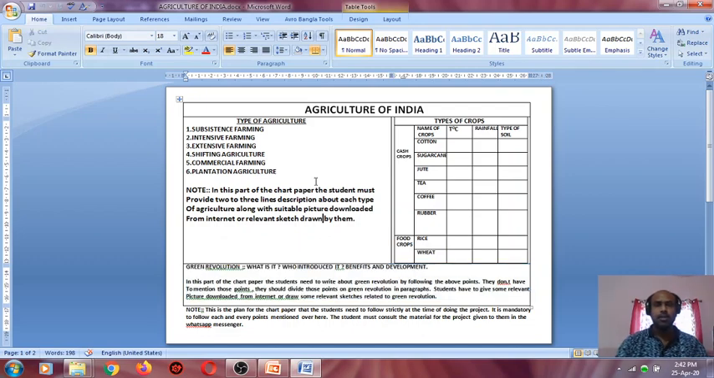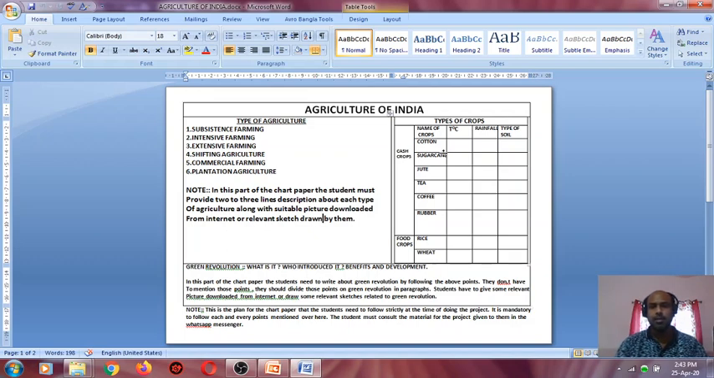Now, what are the points that you have to write under types of agriculture? You have to write about subsistence farming, intensive farming, extensive farming, shifting agriculture, commercial farming and plantation farming. In this part of the chart paper, the student must provide 2 to 3 lines description about each type of agriculture along with suitable picture downloaded from the internet or relevant sketch drawn by them.